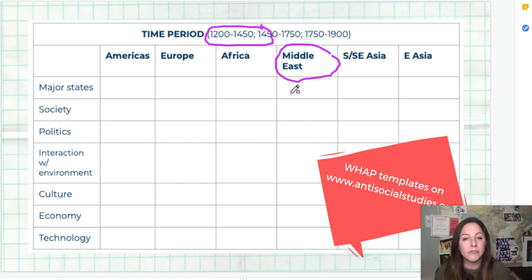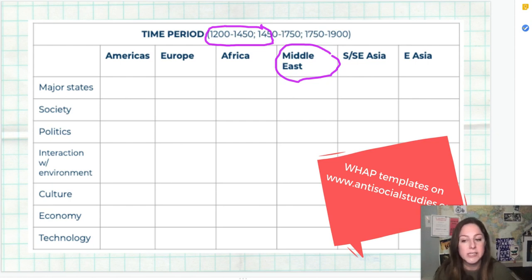What you would do here is you would fill out major states. So you might say the Abbasid dynasty. And then you look through what they're doing in terms of social hierarchy. You might talk about Muslims being kind of on top of society, although other religions and other ethnicities were treated relatively well. Underneath culture, you might put the House of Wisdom in Baghdad, that sort of thing.